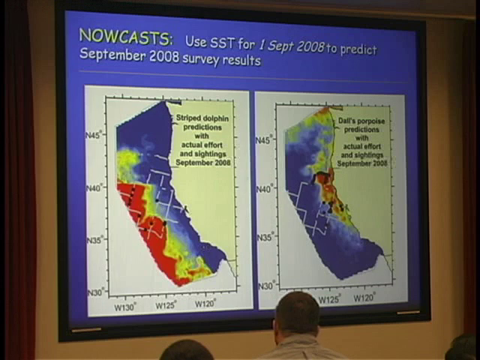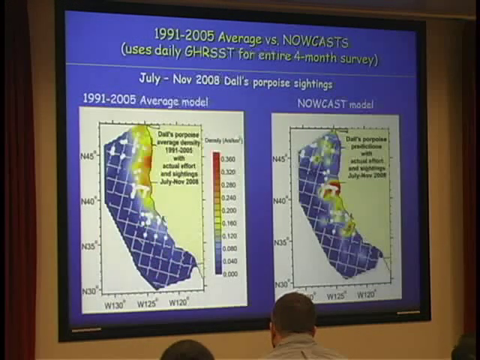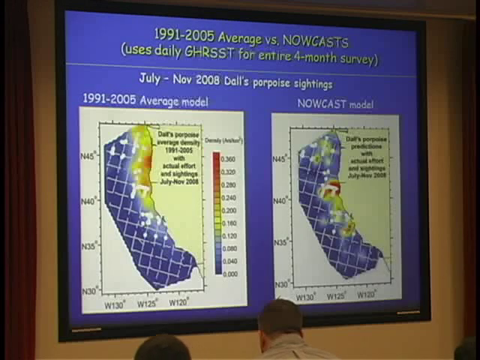So we can say, well, is that just the same as the long-term average? Elizabeth also compared the average model, remember that layering that I showed you in the previous slide, which is on the left, that shows the average predicted Dall's porpoise density from 91 to 2005. Superimposed on that are the transect lines for 2008 and the Dall's porpoise sightings that were realized in 2008. And it's not bad, but it's not that great.